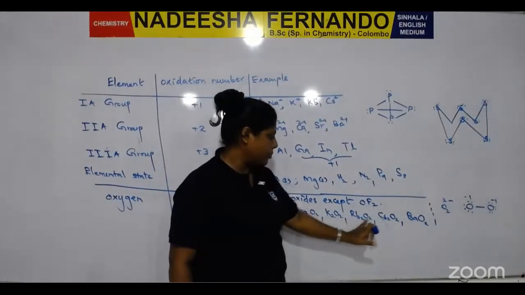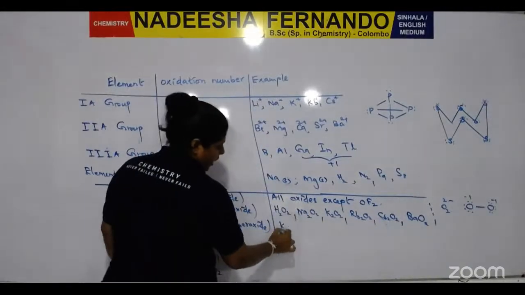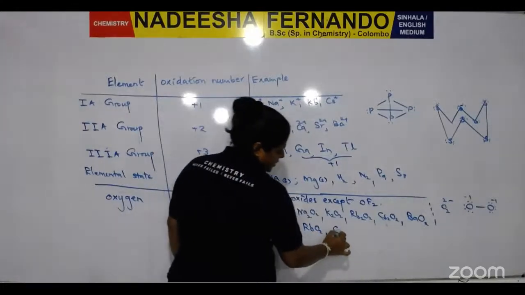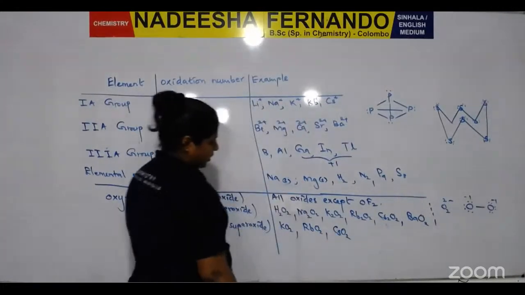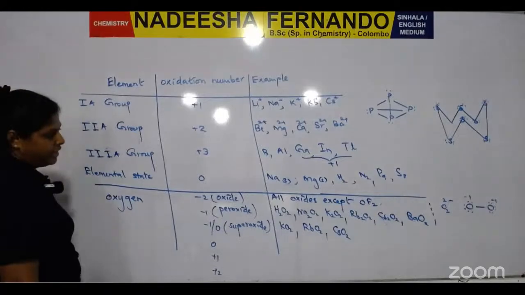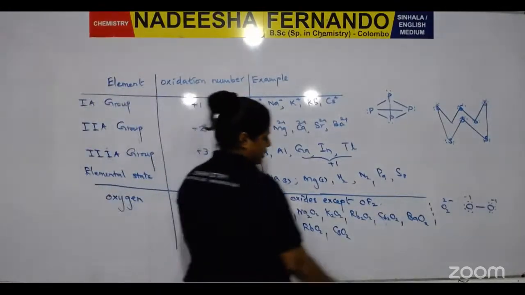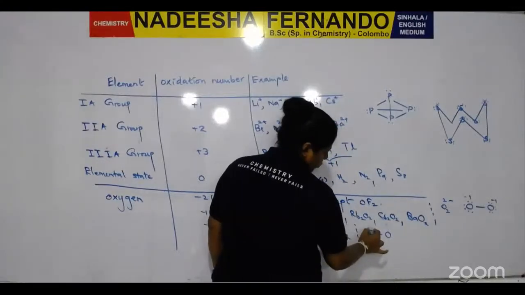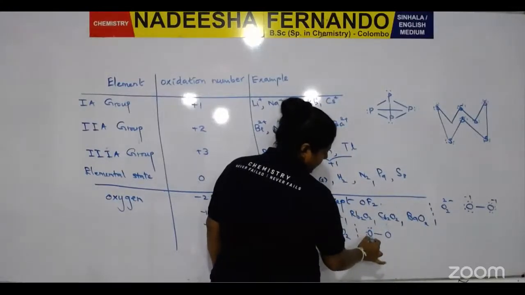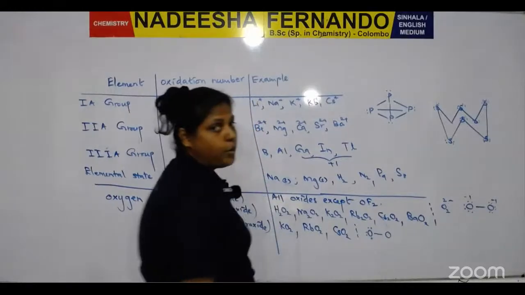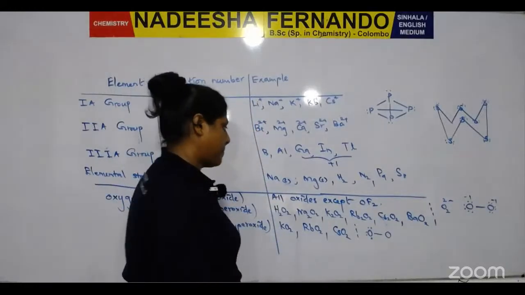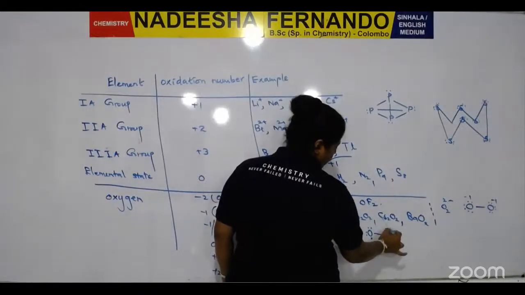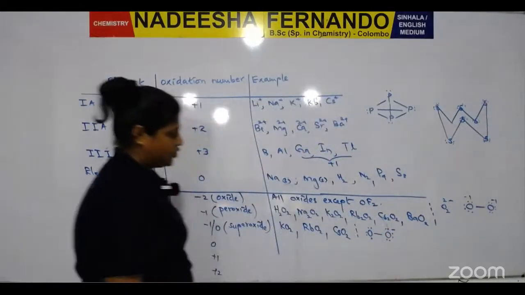Potassium, rubidium, and cesium: KO2, RbO2, CsO2. These are superoxides. They have -1 and 0 charge. For example, in the superoxide, one oxygen has exactly 6 electrons, including 1 single electron. The other oxygen has an excess of 1 electron, that's why -1 charge.